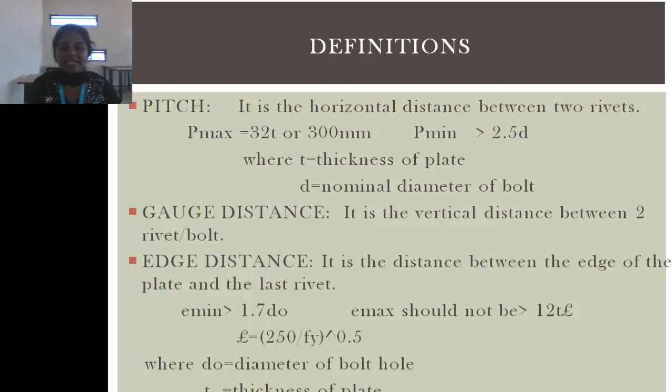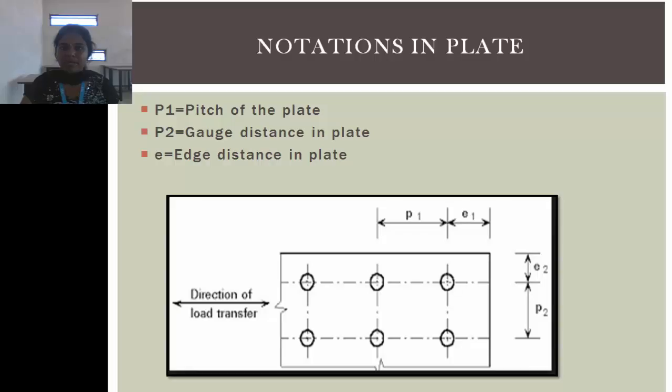Gauge distance is the vertical distance between the two bolts or rivets, and edge distance is nothing but the distance between the edge of the plate and the last bolt or rivet. And this E minimum should be greater than 1.7 D naught and E maximum should not be greater than 12 T epsilon, where epsilon is (250 by Fy) raised to the power 1 by 2, D naught is the diameter of the bolt hole and T is the thickness of the plate.